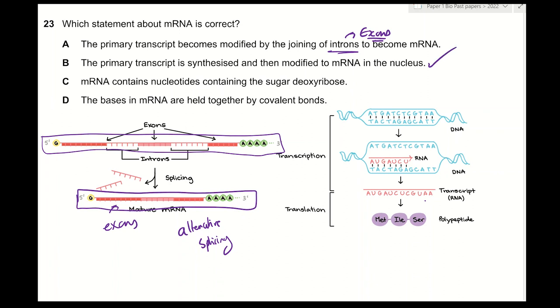For B, the primary transcript is synthesized and then modified to mRNA in the nucleus. Now, this is correct. We just said that the process of alternative splicing happens inside the nucleus before the modified mRNA leaves through the nuclear pores. For C, mRNA contains nucleotides containing the sugar deoxyribose. No, as we said, RNA nucleotides contain ribose sugar, not deoxyribose. Deoxyribose is found in DNA nucleotides. D, the bases in mRNA are held together by covalent bonds. Now, as we know, nitrogenous bases are held together by hydrogen bonds, not covalent. Therefore, the correct answer must be B.